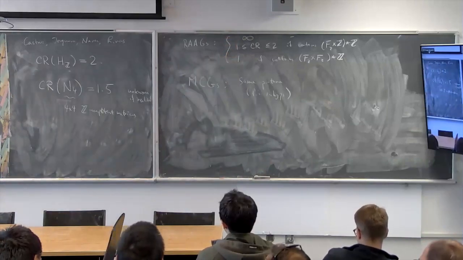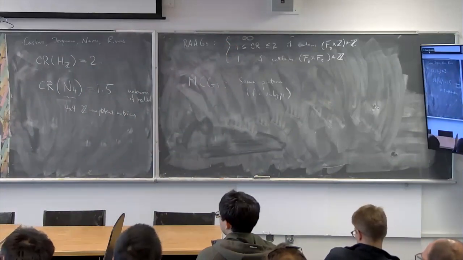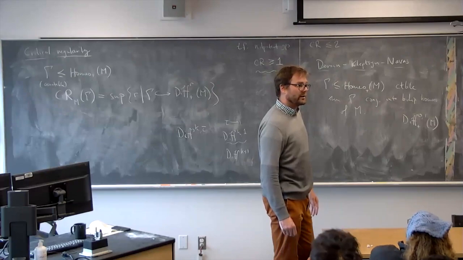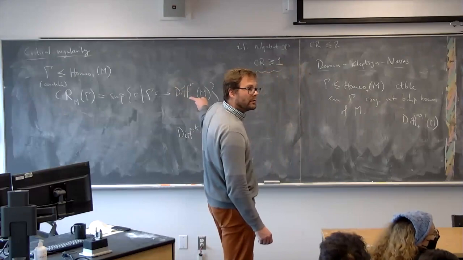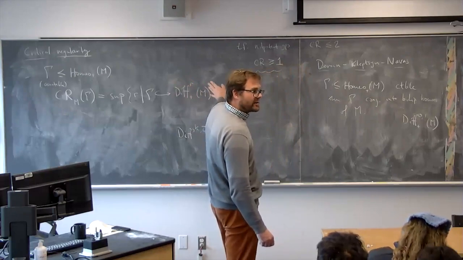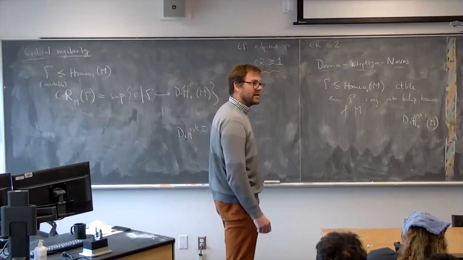Open question about the mapping class group of closed surfaces, something mentioned yesterday: whether or not they have a finite index subgroup which even sits inside of Homeo^+(M) at all. And if not, maybe then we should define the critical regularity to be like minus infinity or something like that, if it doesn't sit as a subgroup there at all.